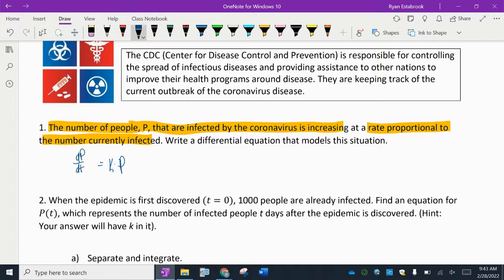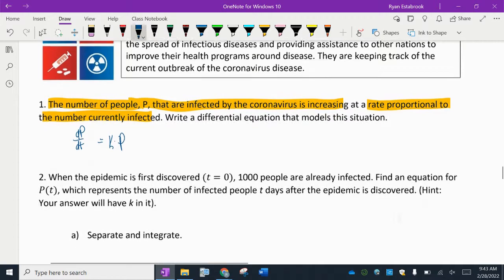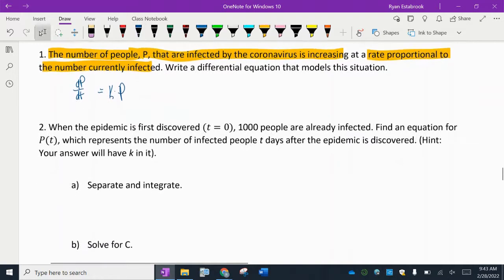The number of people that are currently infected is increasing at a rate proportional to the number currently infected. It is directly proportional, not indirectly. So it's not K over P, it's not K plus P. It is directly proportional. So when you see something phrased like this, this is what the equation is going to look like. Here's how we would initially write it. That's what it means.